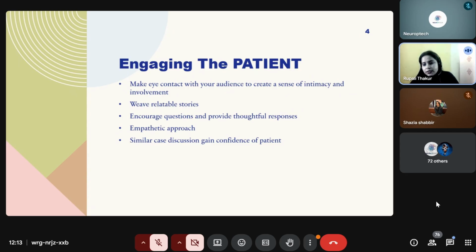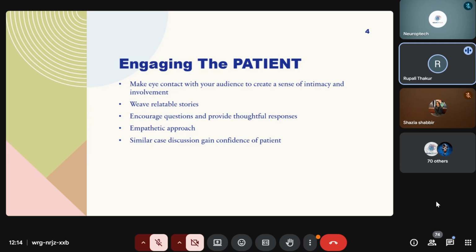So engaging the patient is an art. First of all, whenever you are dealing with a patient, you have to sit down with the patient and make eye contact. That is going to boost confidence, and the communication becomes very strong between you and your patient. A relatable story: suppose the patient is very tired and very upset, moving here and there with so many consultations already done. So how are you going to take their attention as well as their attentiveness? Encourage questions and provide thoughtful responses.